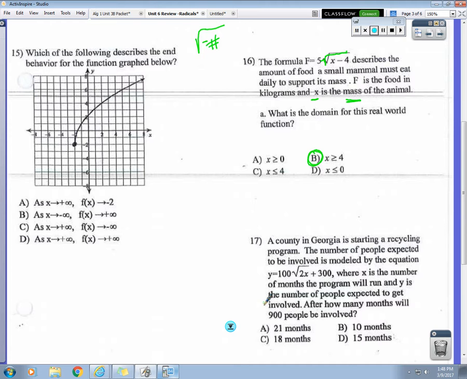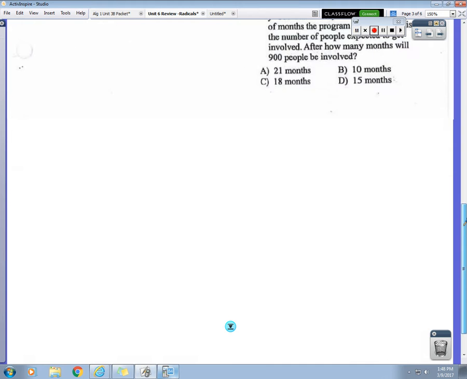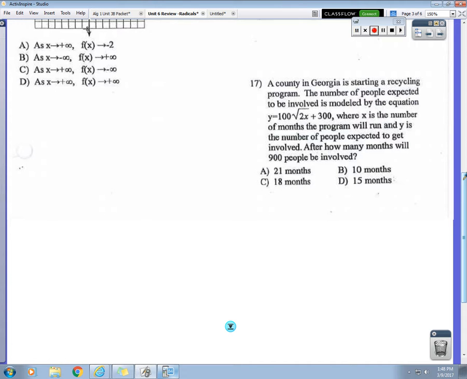Number 17. A county in Georgia is starting a recycling program. The number of people expected to be involved is modeled by the equation y equals 100 times the square root of 2x plus 300, where x is the number of months the program will run, and y is the number of people. So x is months, y is people. And that's the number of people expected to get involved. After how many months will 900 people be involved?